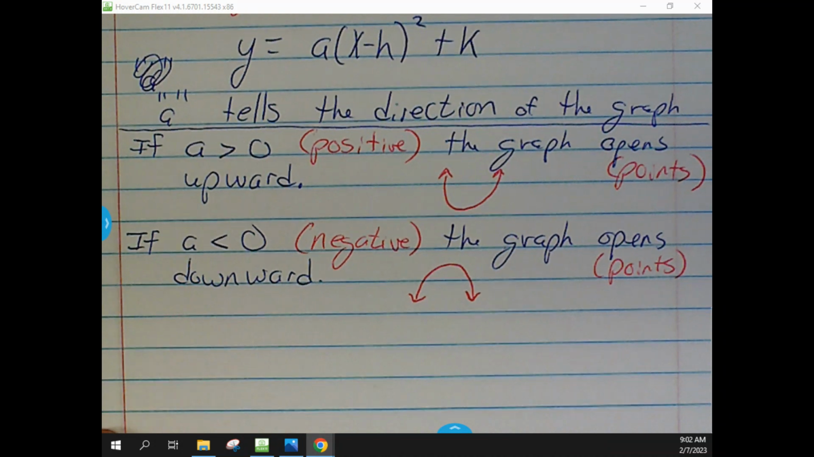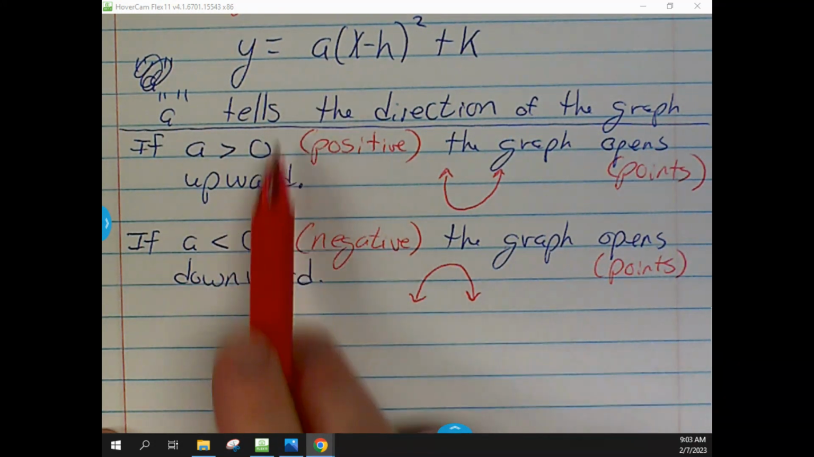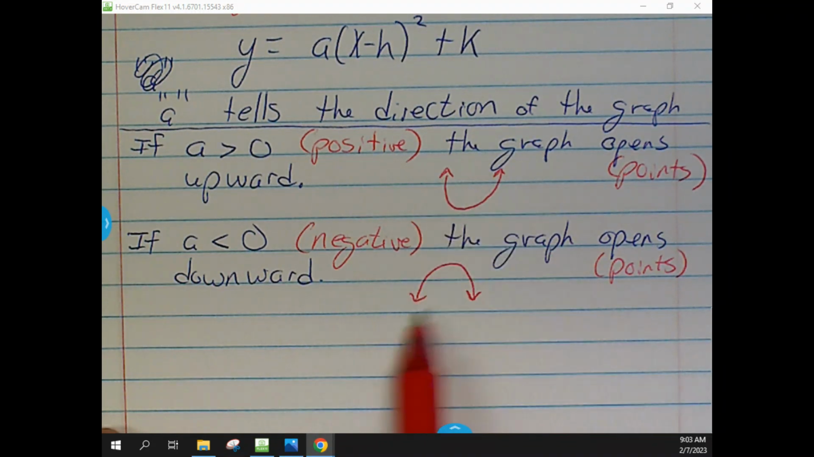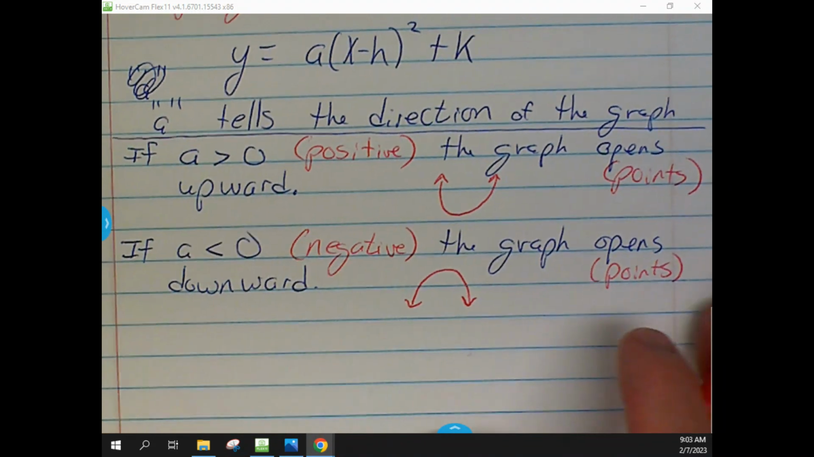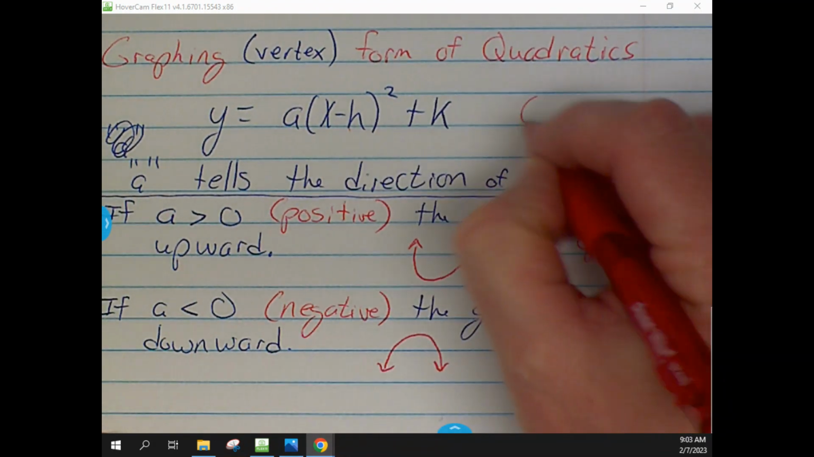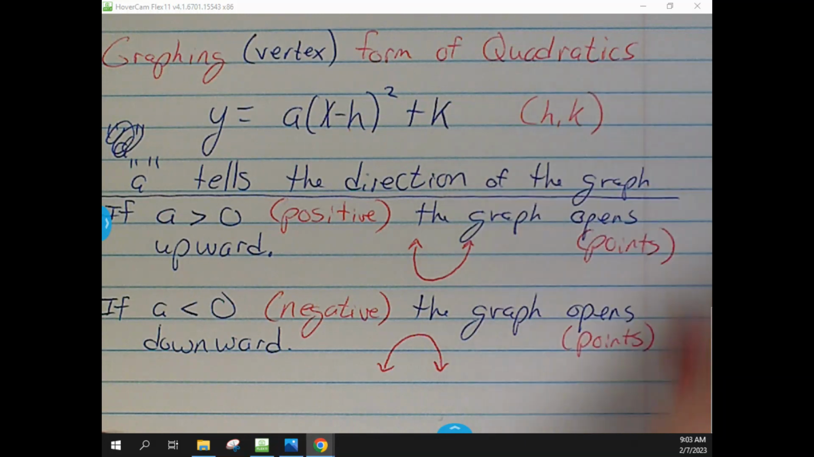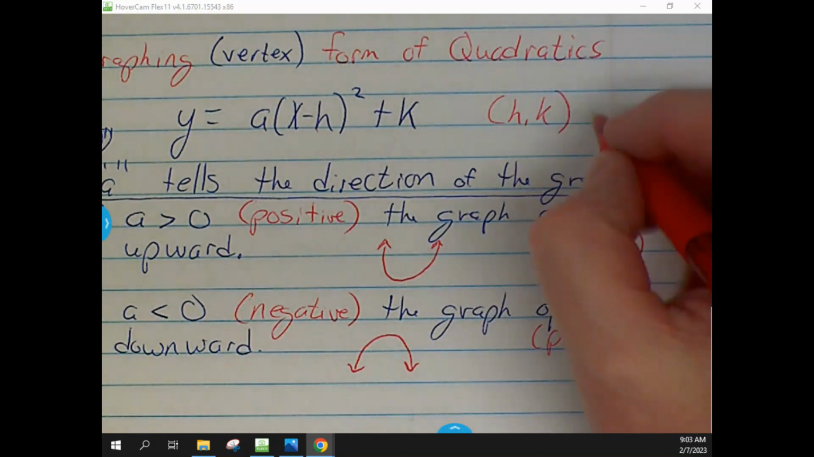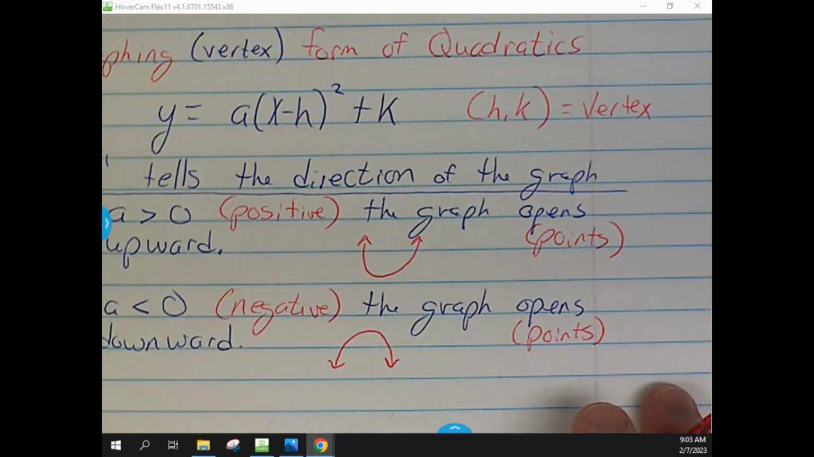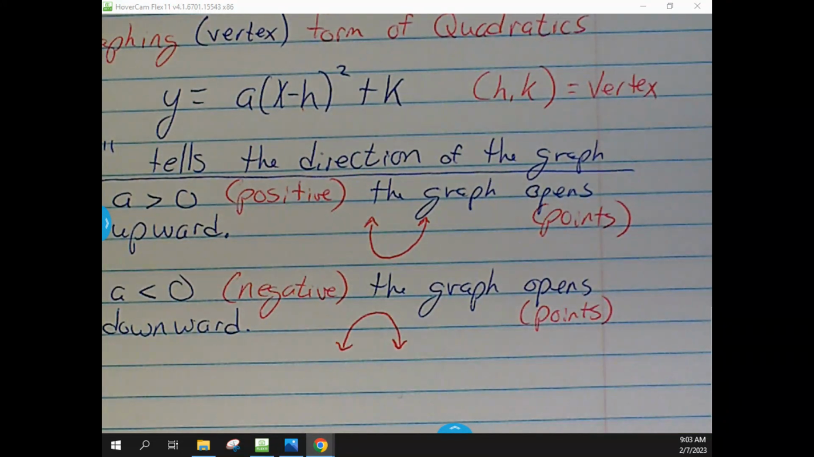Okay, so if you look at a problem, the a value tells you which way it's going, so you know the basic shape of the graph, whether it's going upward or down. The other thing you can get just by looking at it is that the h and k numbers you have here, well, that's your vertex. So you can actually just look at something and see what the vertex is.